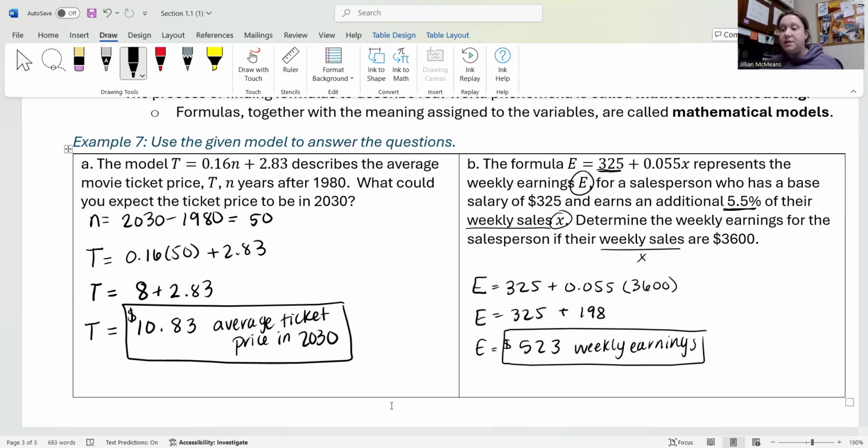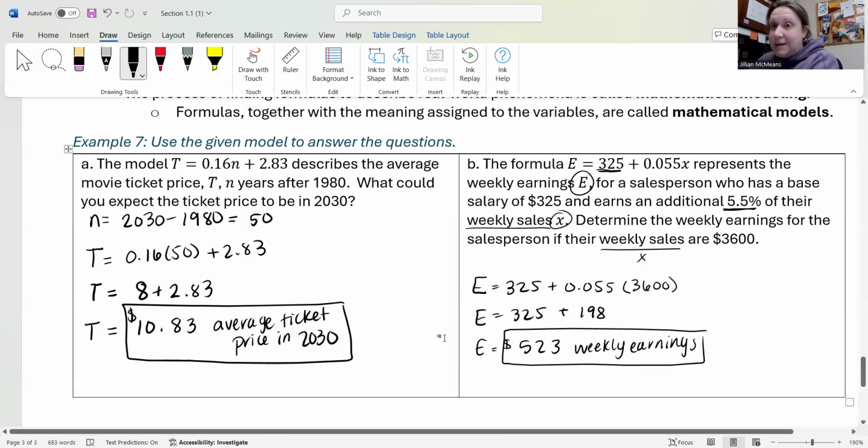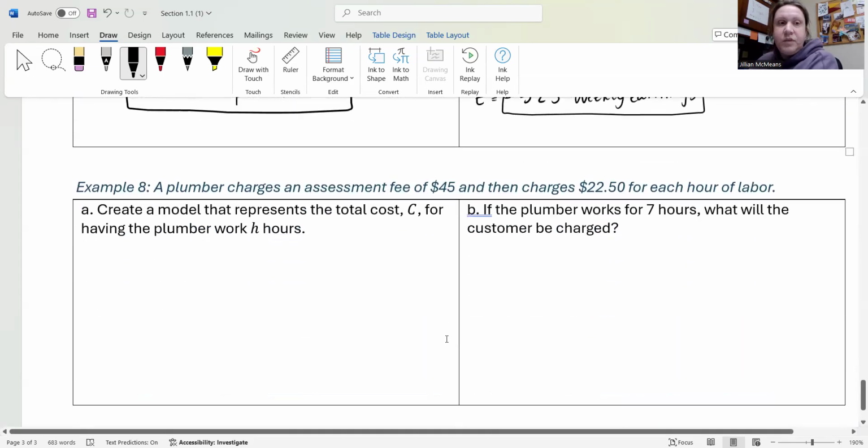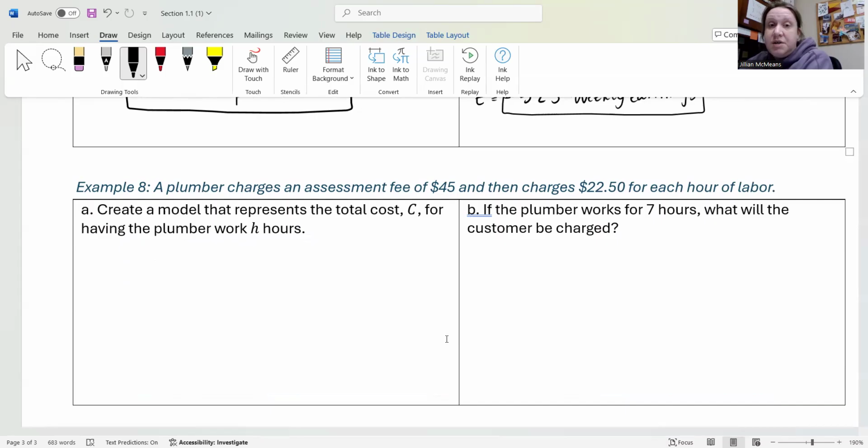So what was nice about example 7 is you were given the model. You were given the formula that you needed to use. For example 8, it's going to be a little different. So for example 8, we're going to have to create our own model, okay? So it says a plumber charges an assessment fee of $45. So if this particular plumber comes to your house, whether you hire them or not, you owe them $45 for coming and just checking out your situation.